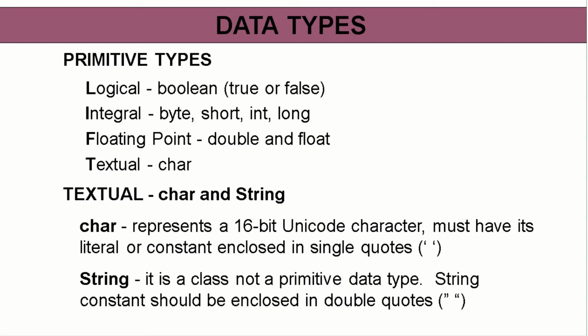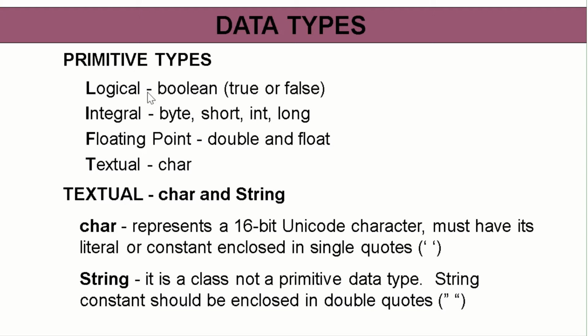Data types. With data types, there are primitive data types of Java programming. What are these data types? We have logical, which is boolean. You make use of the boolean word, which can produce either true or false. You have integral, which are byte, short, int, and long.